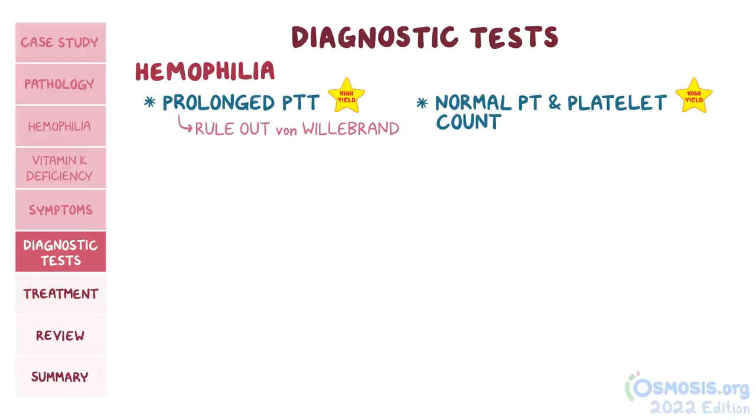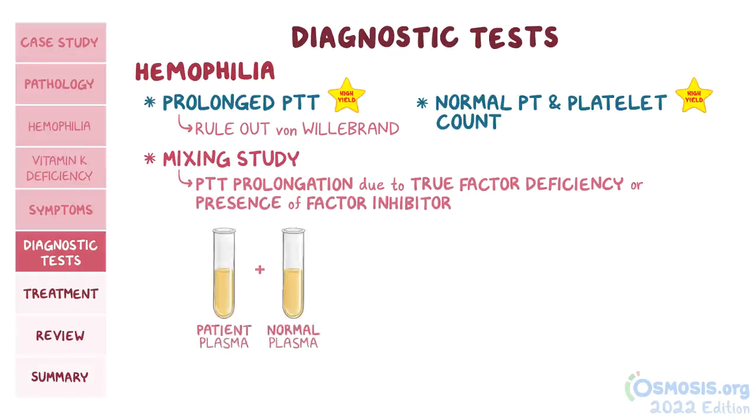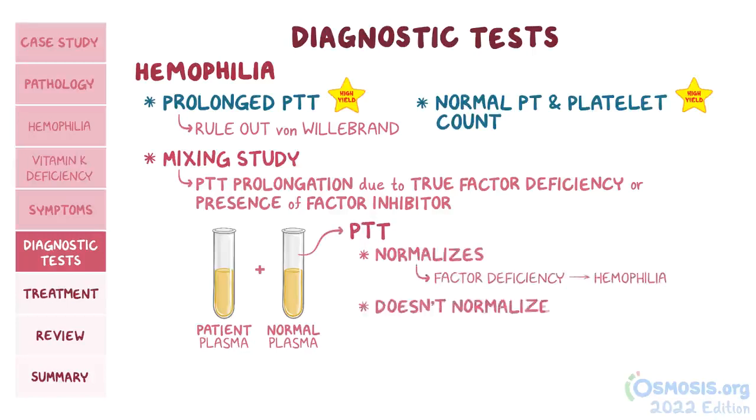Once von Willebrand disease has been ruled out, a mixing study is done to differentiate whether this PTT prolongation is because of true factor deficiency or because of presence of a factor inhibitor, like an antibody. The patient's plasma is mixed with normal plasma that contains all the factors, and then the PTT is checked again. If the PTT normalizes, then the patient must have a factor deficiency and is diagnosed with hemophilia. If the PTT doesn't normalize, then there must be a factor inhibitor involved.